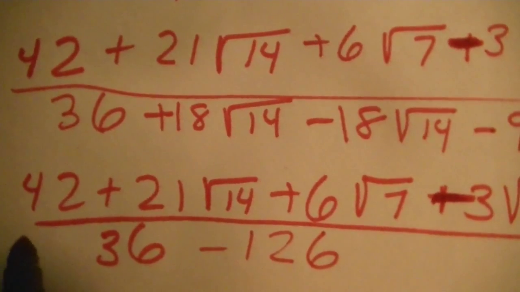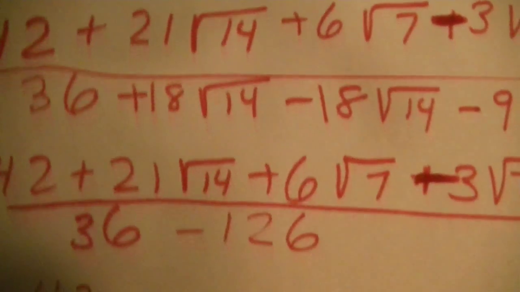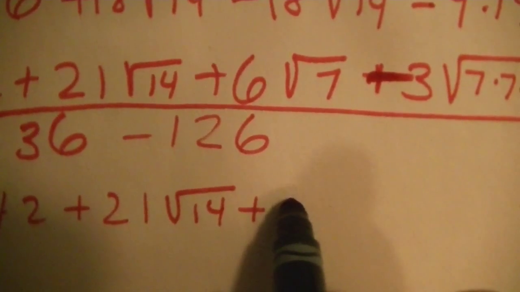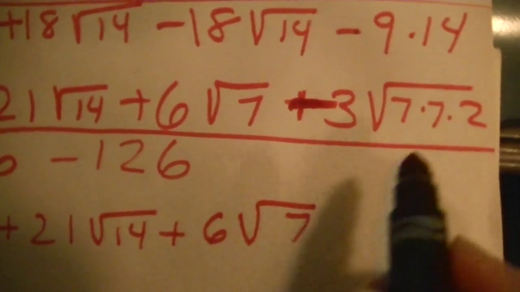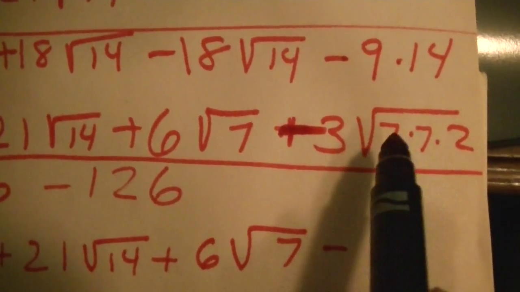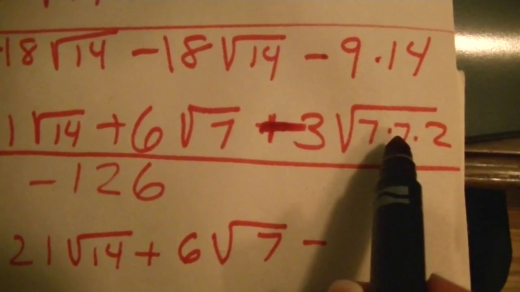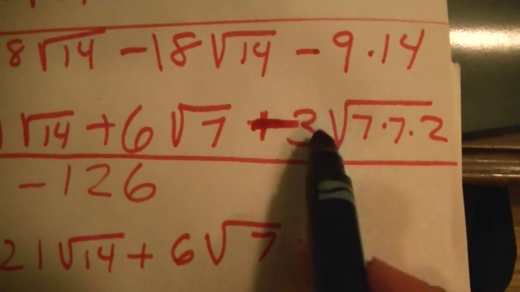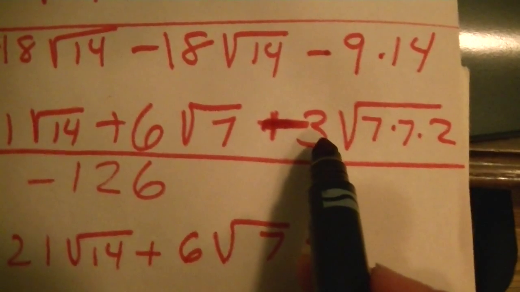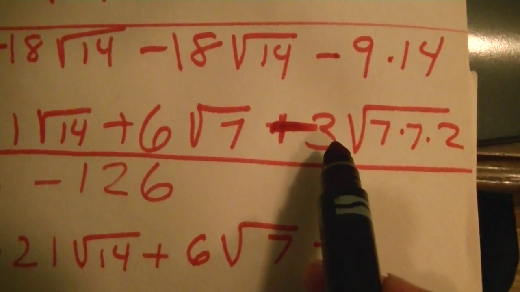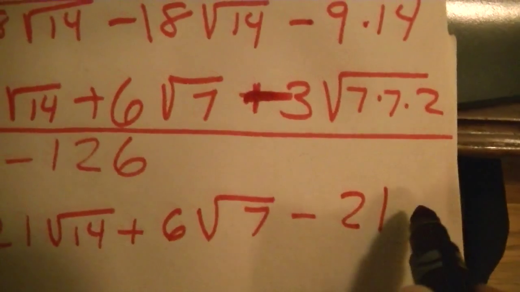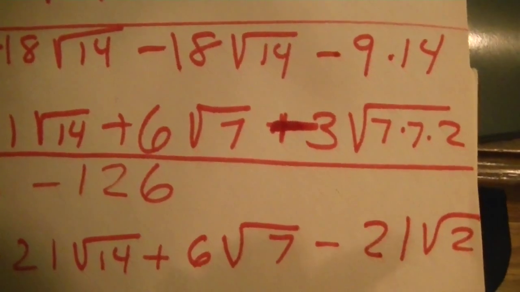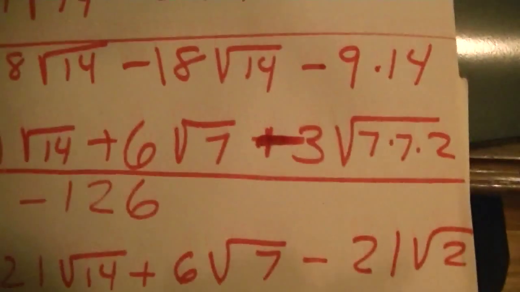Okay, progress. So now 42, I'm going to leave that. Can't do anything with that yet. Plus 21 square root 14 plus 6 square root 7 minus, now 3 times the square root of 7 times 7, which is 49, is just 7. So I'm going to bring that 7 out. When I bring the 7 out, I'm going to multiply it with the 3. So I end up with 21 square root 2. Okay, pause it for a second.